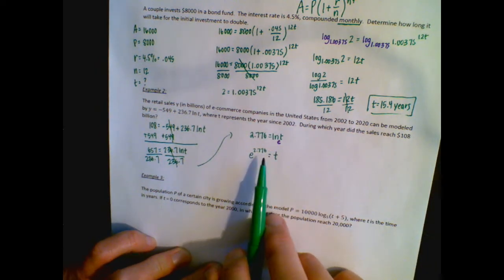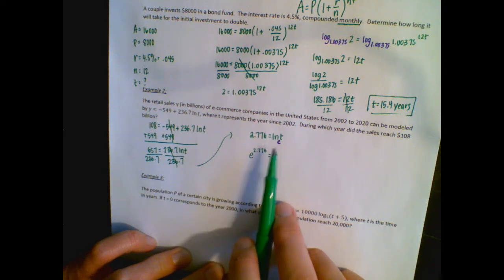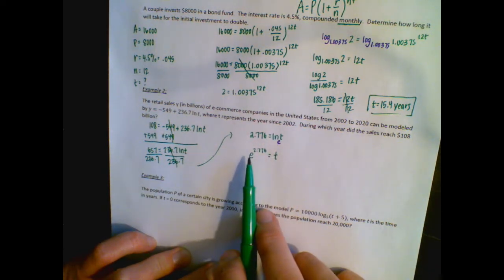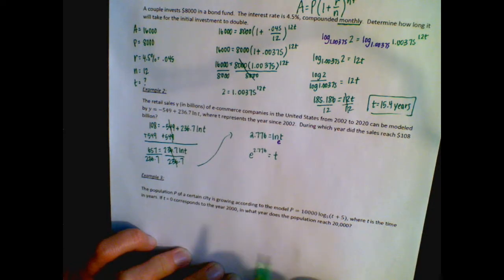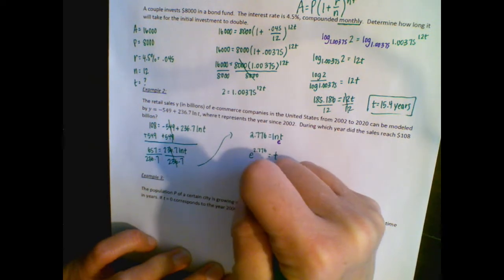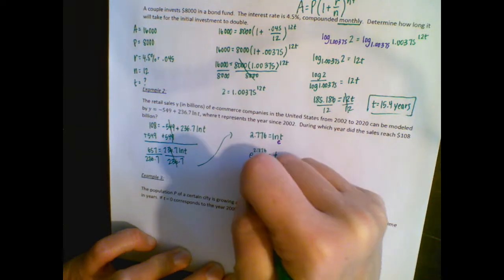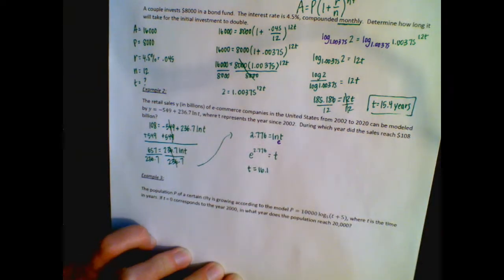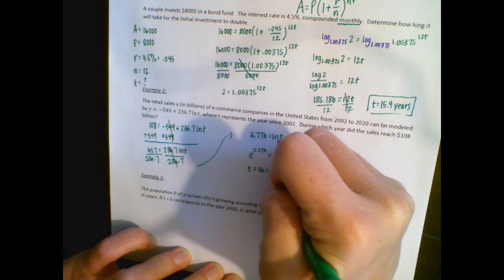And again, I'm undoing the ln by using the base of E. So when I write this next step, I'm not rewriting the ln. The E is undoing it. So in my calculator, I just have to evaluate what is E raised to the 2.776. That's approximately 16.1. But that's not what the question is asking.